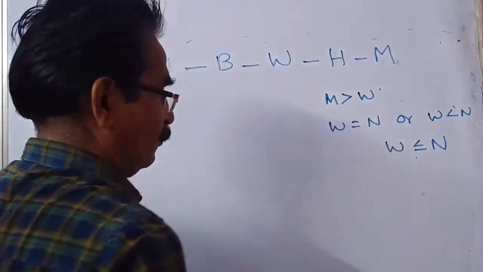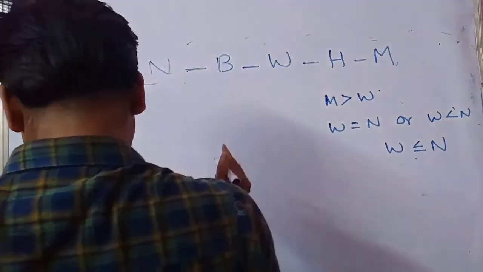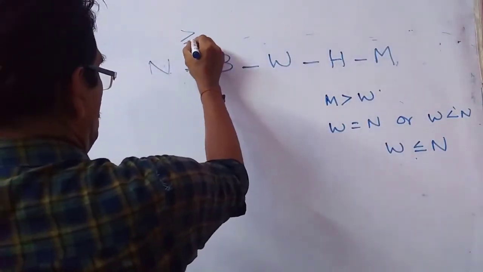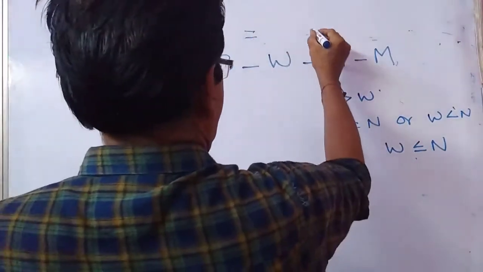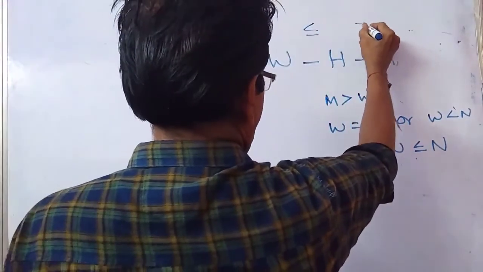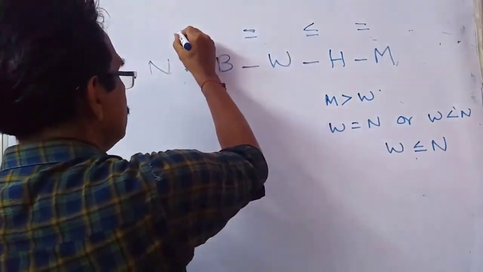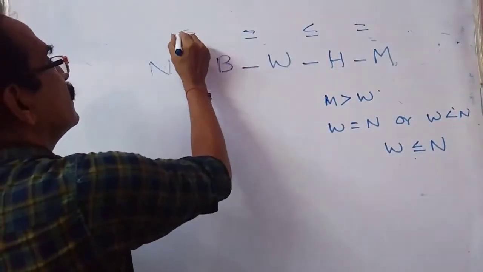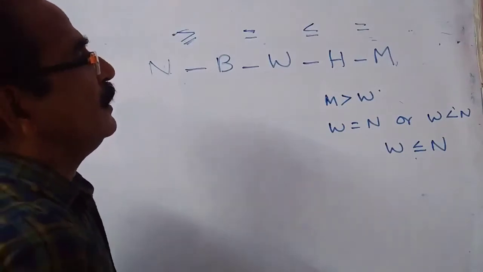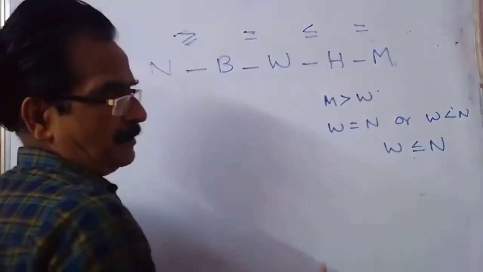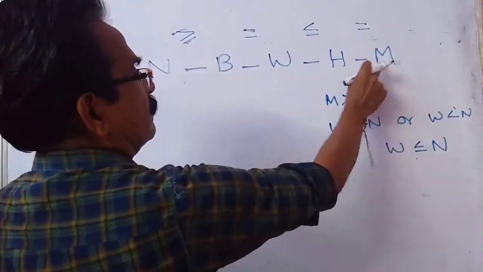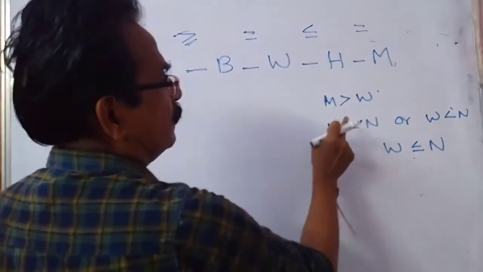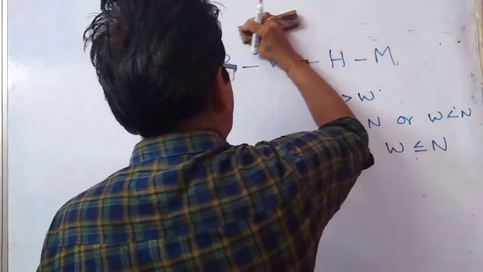Let us see the fourth option. Greater than or equal to, less than or equal to. Greater than or equal to. Okay. M, same thing, same problem. M greater than or equal to W. We want M greater than W. So fourth option is also incorrect.